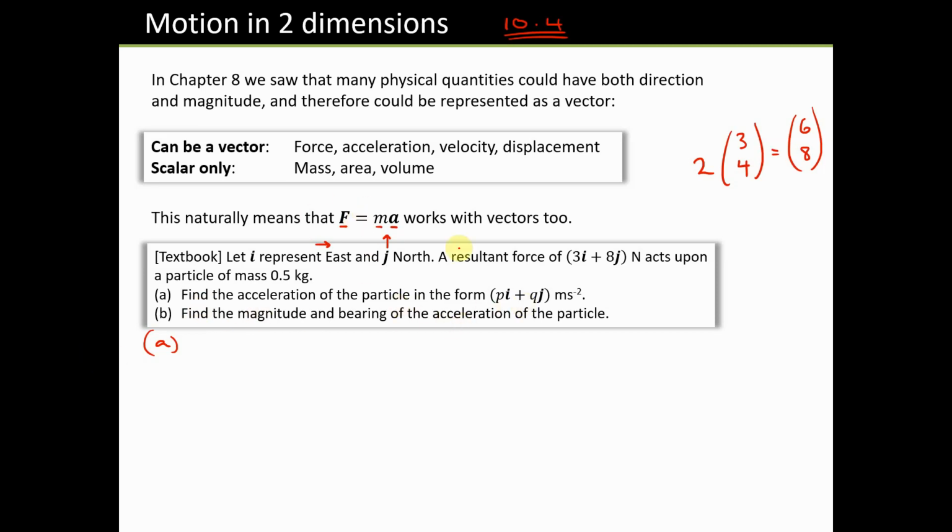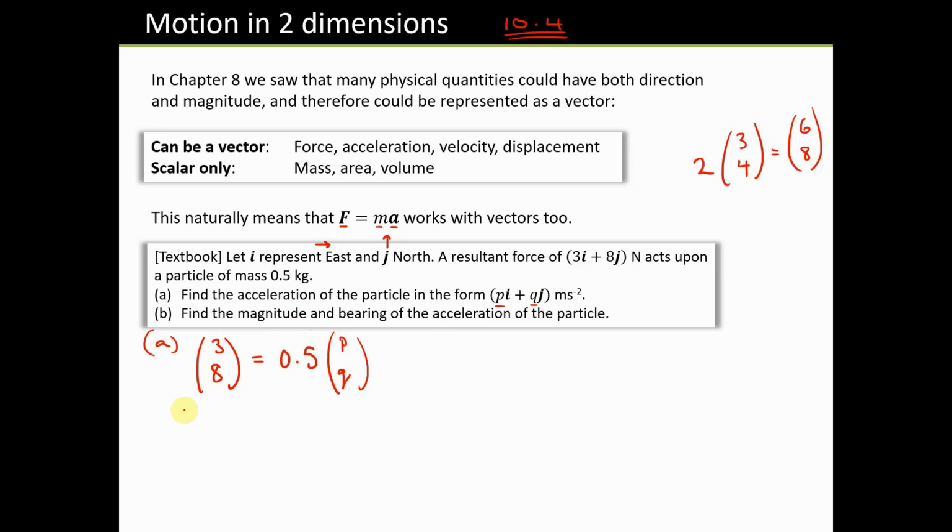So our resultant force is our F. So where it says F, let's put (3, 8). I am going to translate it into this column vector, then afterwards I'll turn it back. I think it's easier to work in this column vector method in this case. The mass is 0.5, so I'll just put 0.5 there. And then the acceleration is, well, (p, q). I'm using p and q because that's what they've put in their solution, or in the form they want it in. So I'll use that.